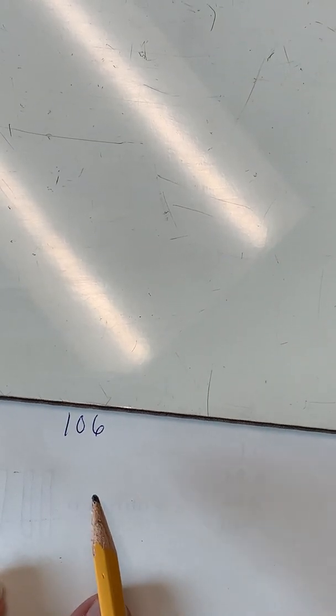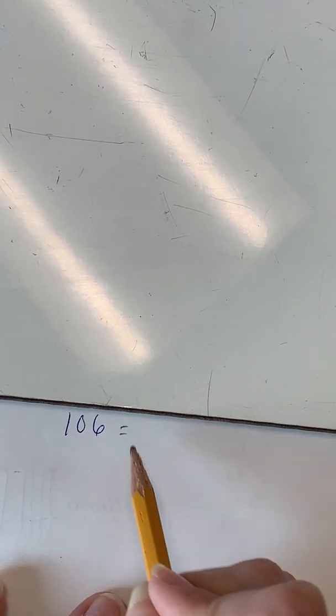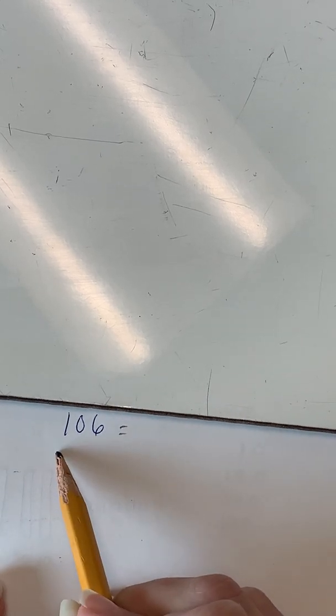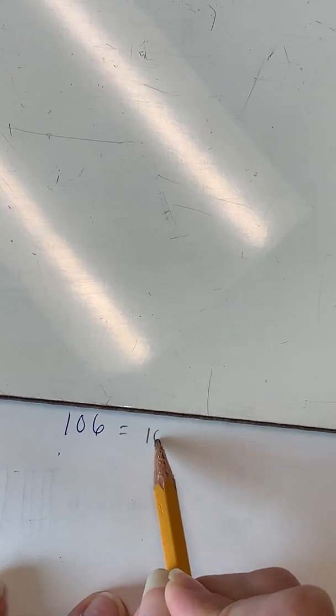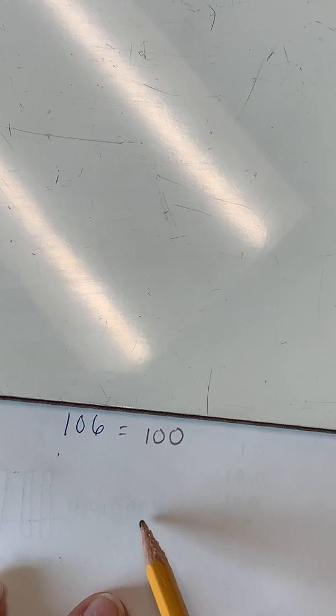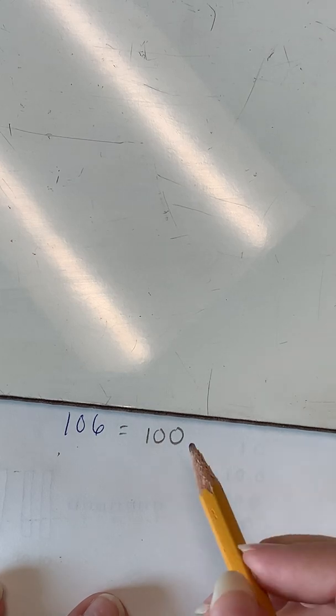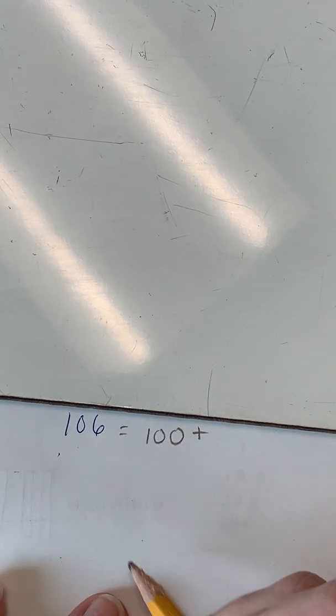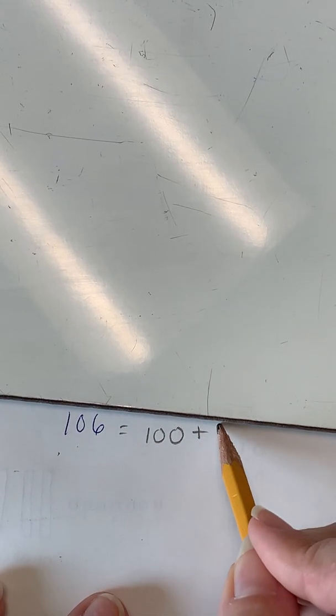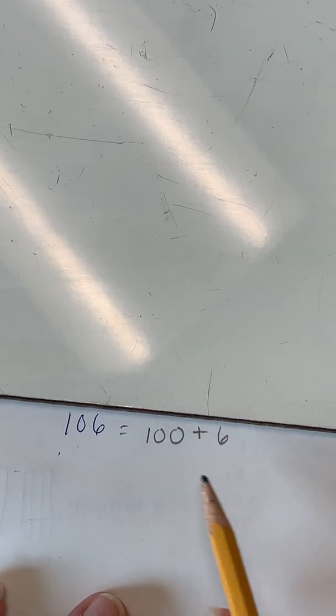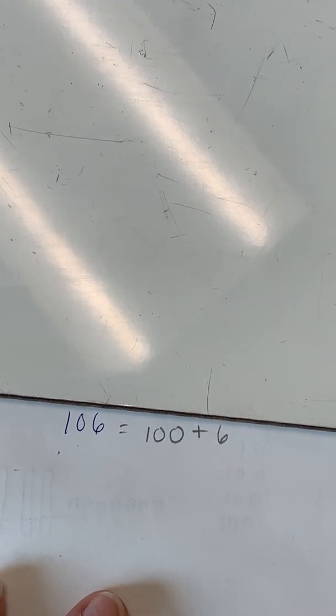106. How many hundreds? 100. How many tens? None. We don't need to include it. How many ones? Just 6. 100 plus 6 is 106.